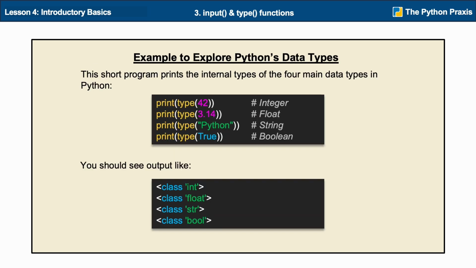Python has 4 main data types. Let's explore them one by one. This short program prints the internal types of the 4 main data types in Python: integers, floats, strings, and booleans. So print(type(42)), which is an integer, will print class int. print(type(3.14)), which is a real number, will print class float. print(type("Python")), which is a string, will print class str. And print(type(True)), which is a boolean, will print class bool. That's it. These 4 cover almost everything we need for basic programs. You'll get to know them like old friends.